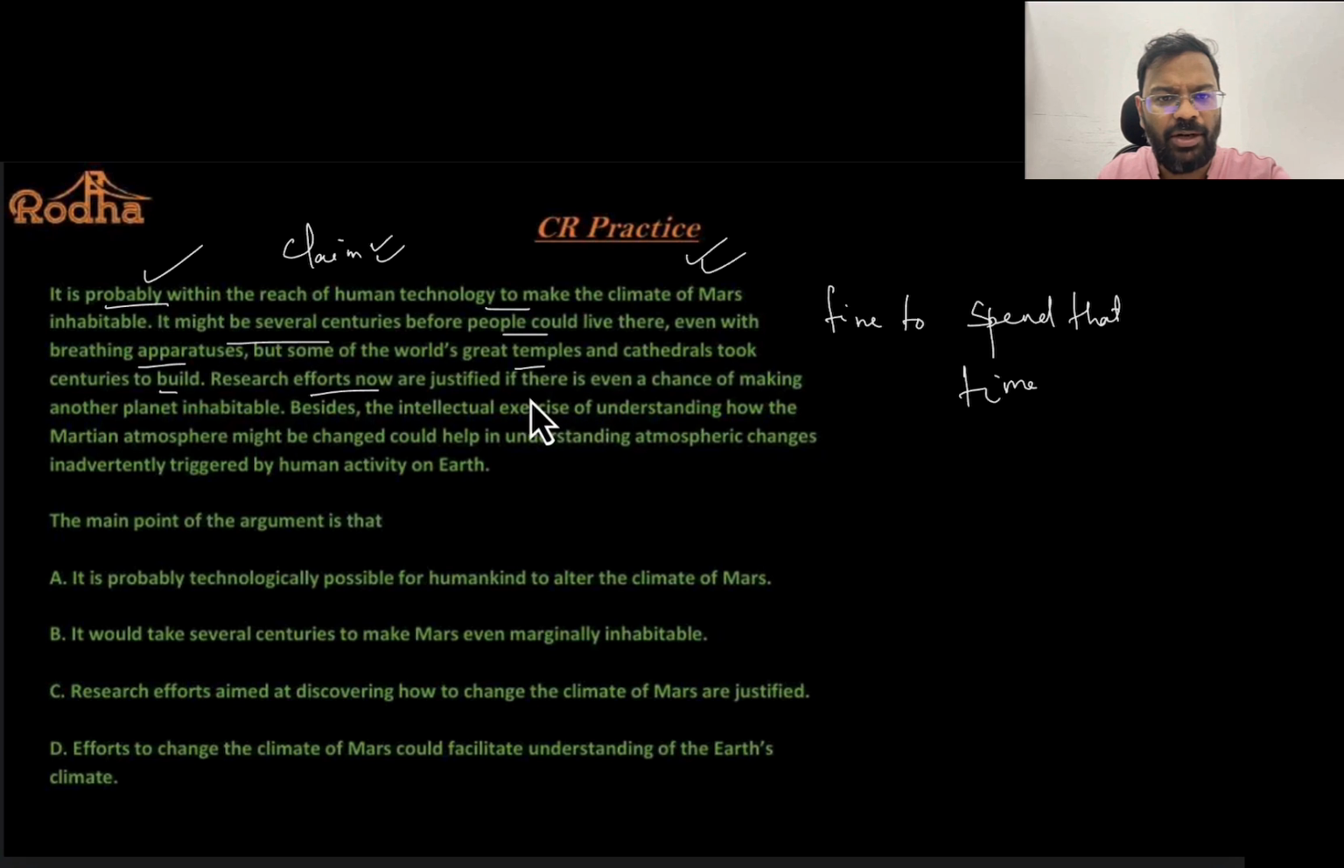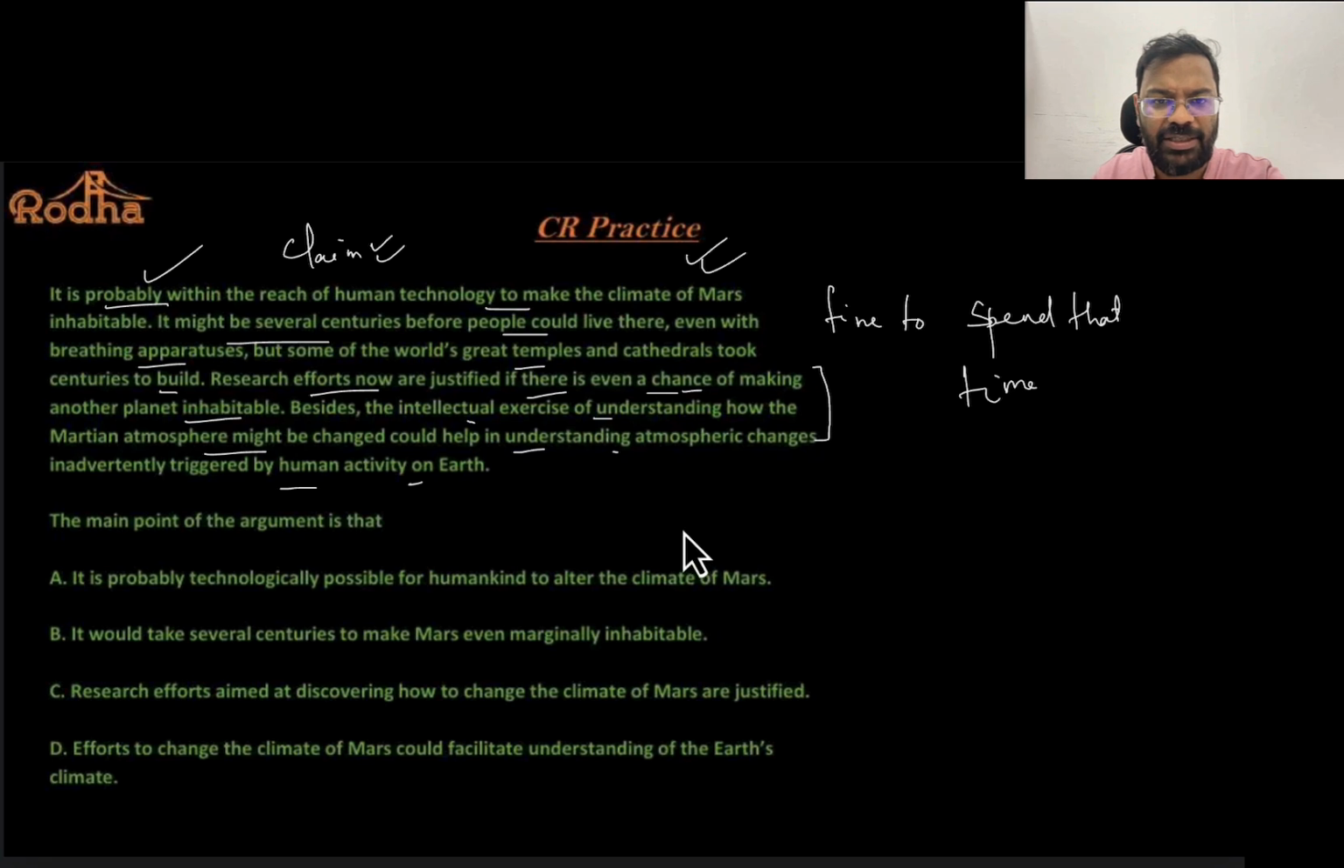Research efforts are now justified if there is even a chance, even maybe the smallest chance, of making another planet inhabitable. Besides, the intellectual exercise of understanding how the Martian atmosphere might be changed could help in understanding atmospheric changes inadvertently triggered by human activity on Earth.